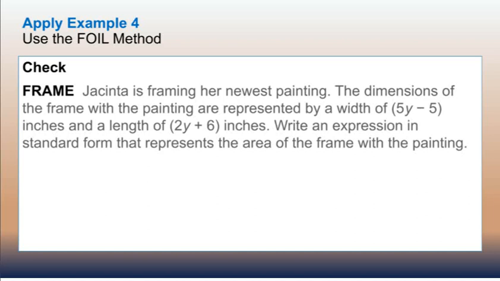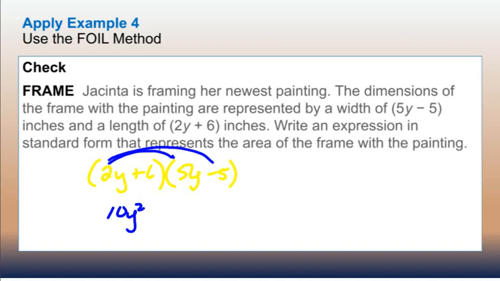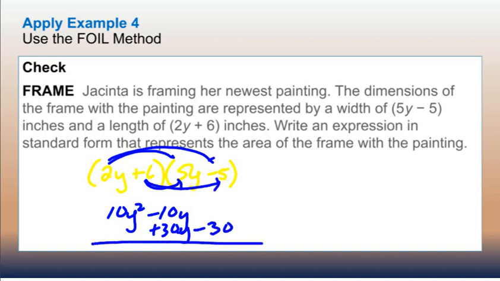Next one, Jacinta is framing her new painting. The dimensions of the frame with the painting are represented by a width of 5y minus 5 inches and a length of 2y plus 6 inches. Write an expression in standard form that represents the area of the frame. So I'm going to take my two dimensions, 2y plus 6 times 5y minus 5, and distribute. That gives me 10y squared minus 10y plus 30y minus 30. Add straight down and I get 10y squared plus 20y minus 30.